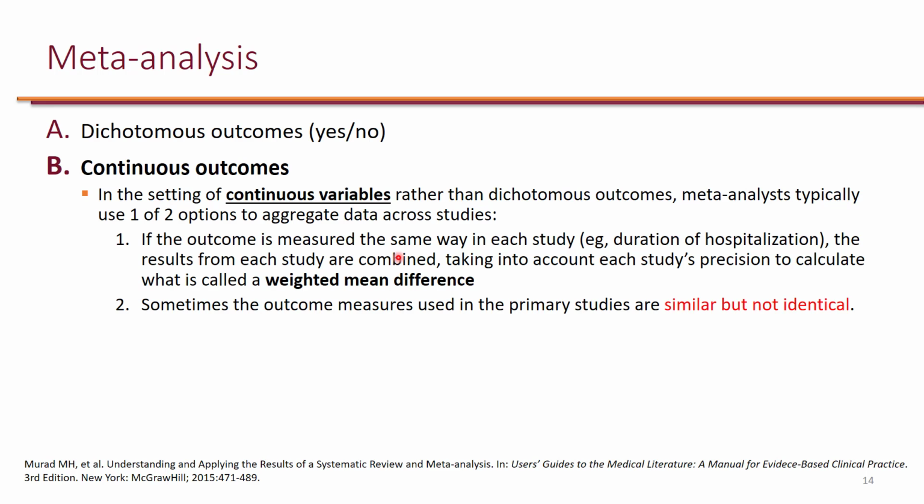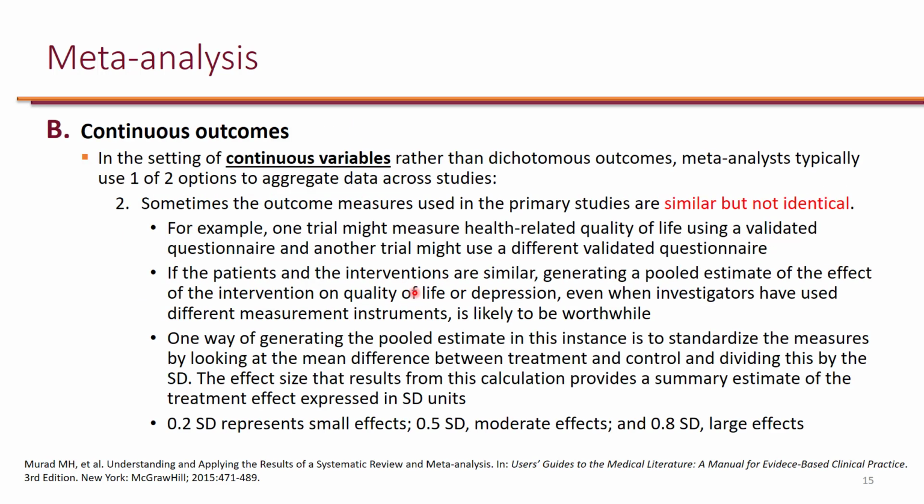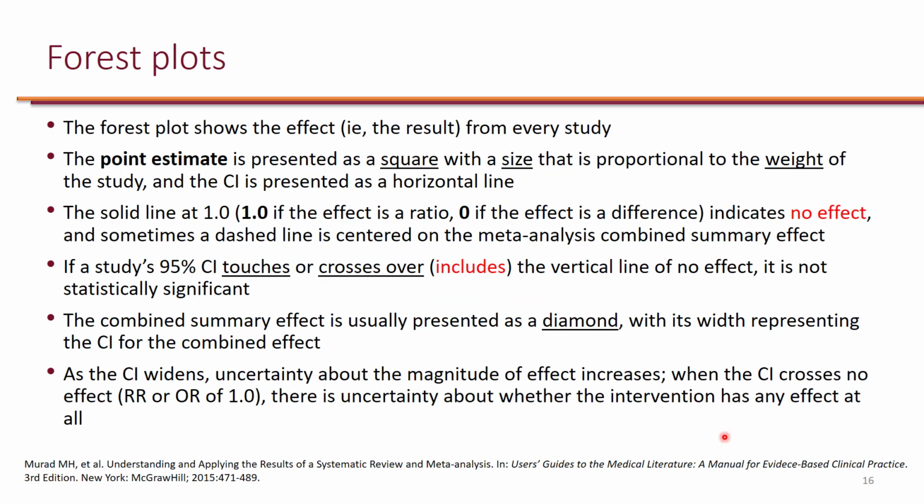If the outcome is measured the same way in all of the studies, we can use weighted mean difference. And if the outcomes in the studies are similar but not identical, what the analyst can do is divide the weighted difference by standard deviation to standardize it. So then the results will be reported in standard deviation units. Generally speaking, a 0.2 standard deviation represents small effect, 0.5 moderate effect, and 0.8 represents a large effect. The results of meta-analyses are usually displayed in a forest plot.